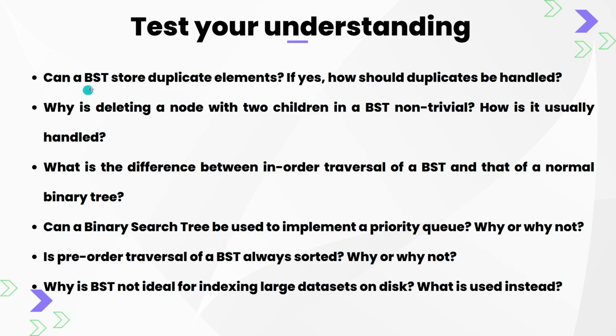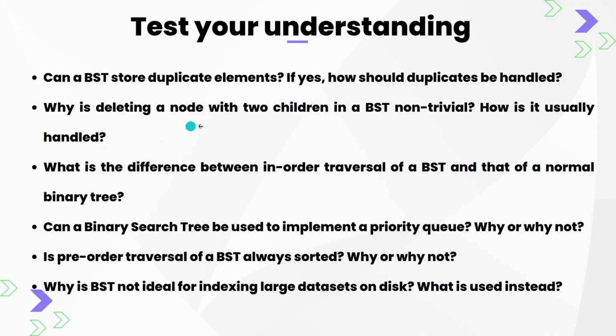The first question is, can a binary search tree store duplicate elements? If yes, how should the duplicates be handled? As I said before, we generally don't encourage duplicate elements to be stored in a binary search tree. But if you feel that it is a must, then you should add additional rules to tell whether the duplicate should be added as a left child or a right child, and so on.